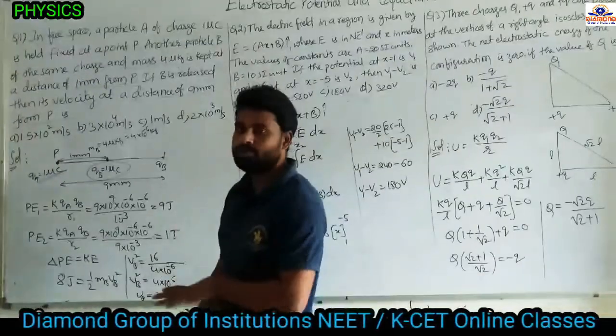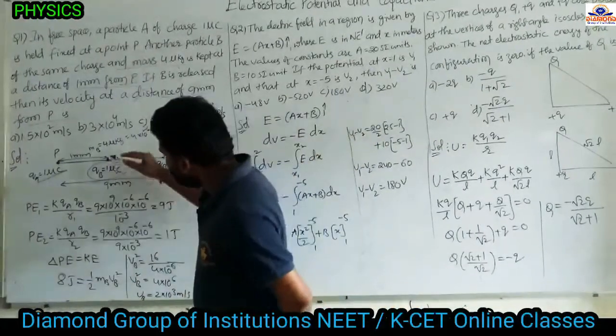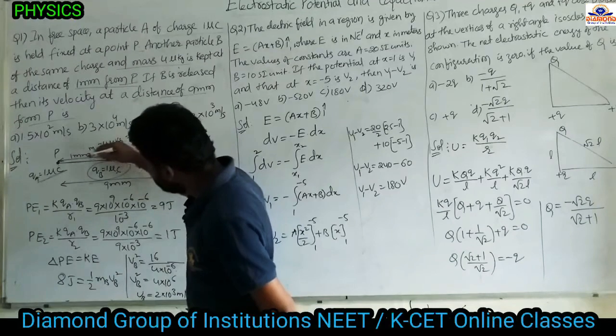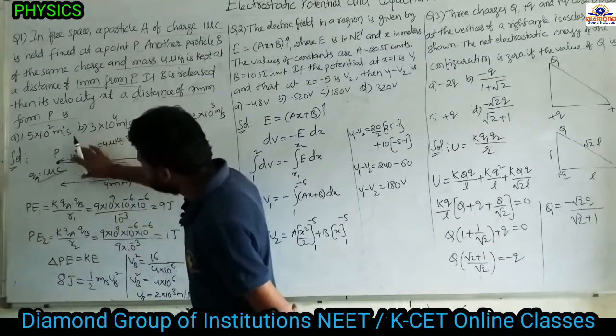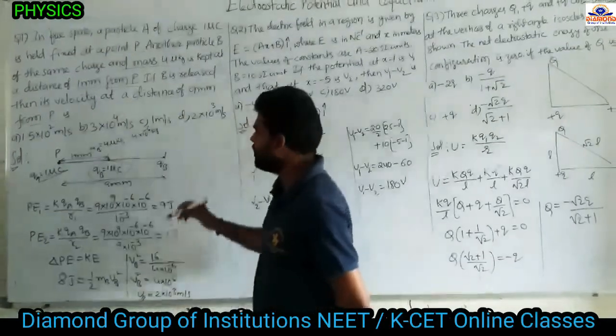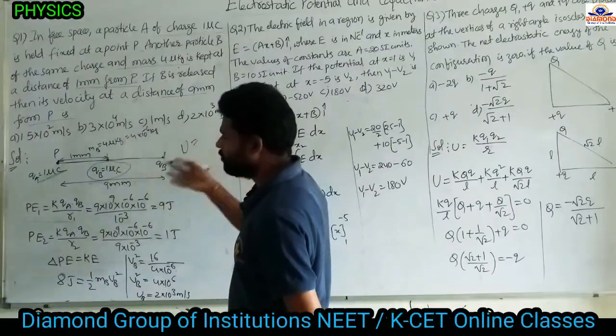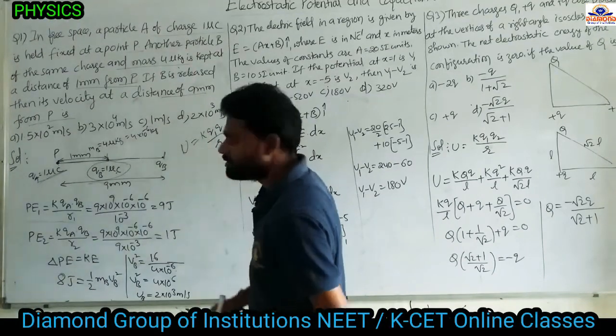So here we have to use the conservation of energy principle. Whenever particle B is 1 millimeter distance from particle A, we have to find the potential energy between these two. The potential energy formula we already know, potential energy symbol U, is K into Q1 Q2 by r.